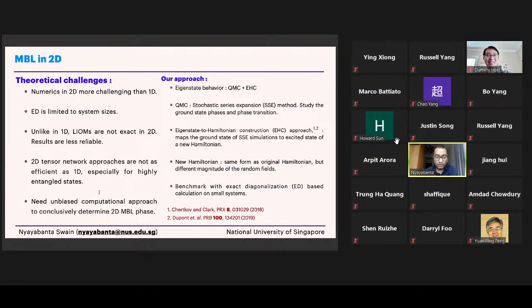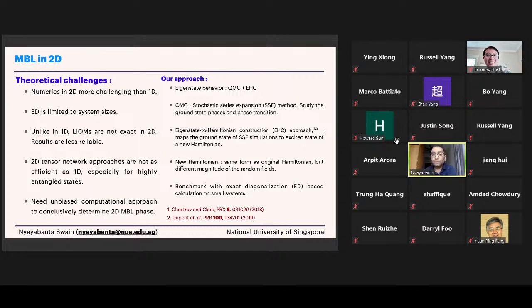In that way, coming up with a completely unbiased numerical calculation is really necessary. So for our approach, we used a combination of a quantum Monte Carlo technique with another technique which we call the eigenstate to Hamiltonian construction approach. Let me very quickly mention what these are. For the quantum Monte Carlo, we used the stochastic series expansion method, which is well established in the literature and is known to study spin systems on a lattice very well.